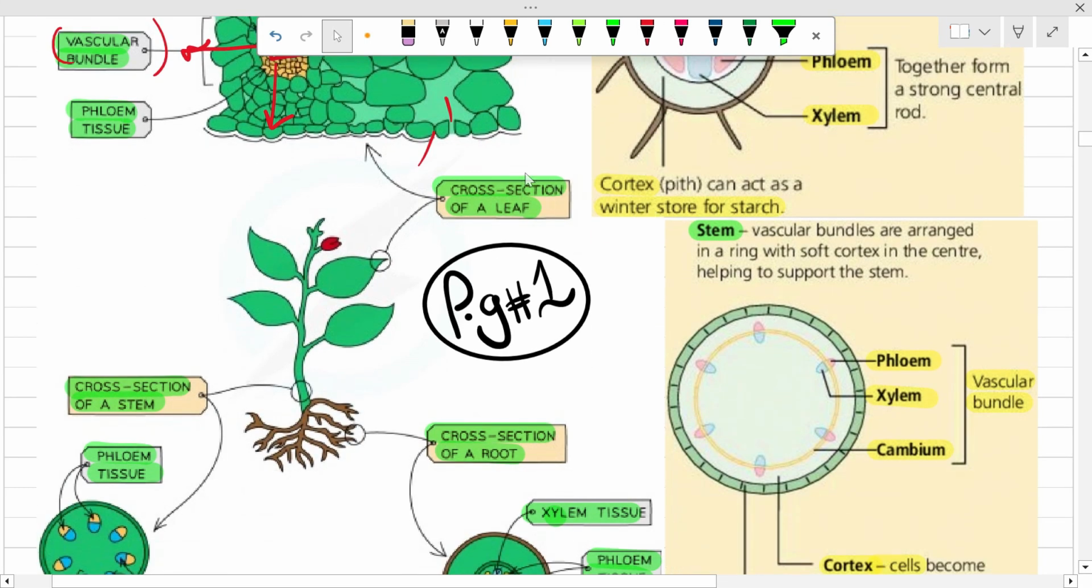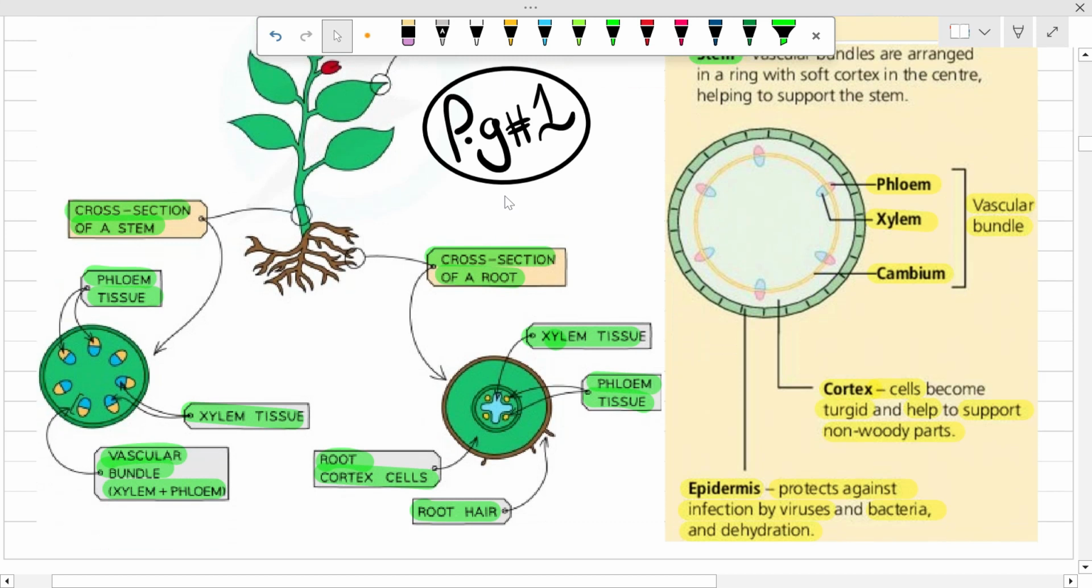Let's take a cross-section of this leaf and the cells present inside. So in a cross-section of a stem or leaf, the phloem tissue is towards the outside and the xylem tissue is towards the inside. And in the cross-section of a root, we have the root cortex cell. The phloem tissues are concentrated on the outside, while there's one big xylem tissue concentrated in the middle.